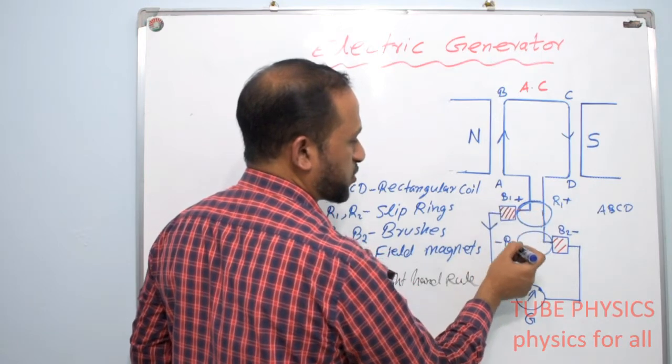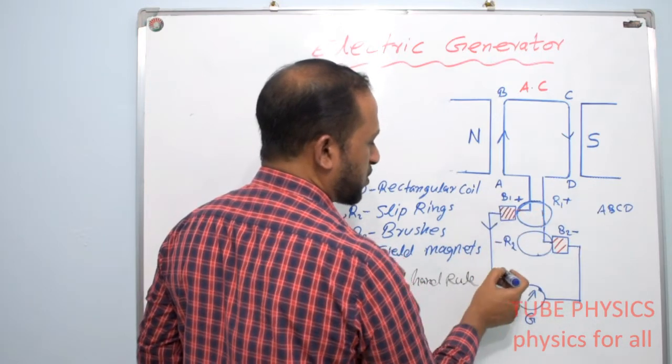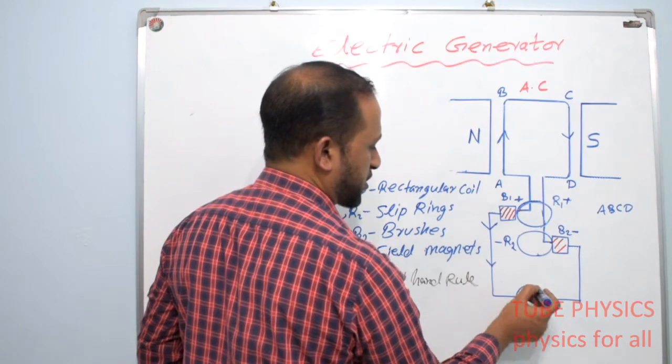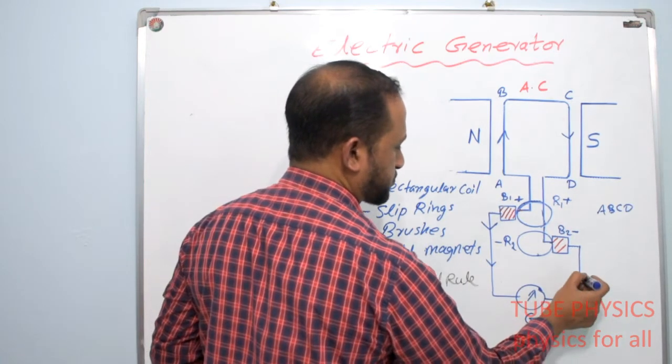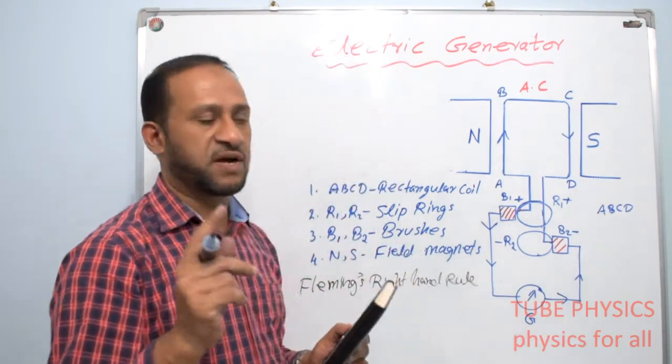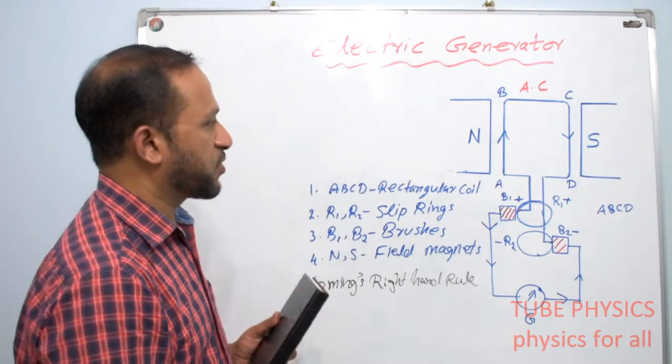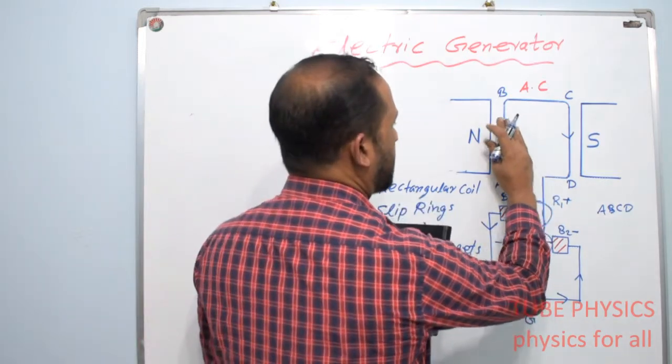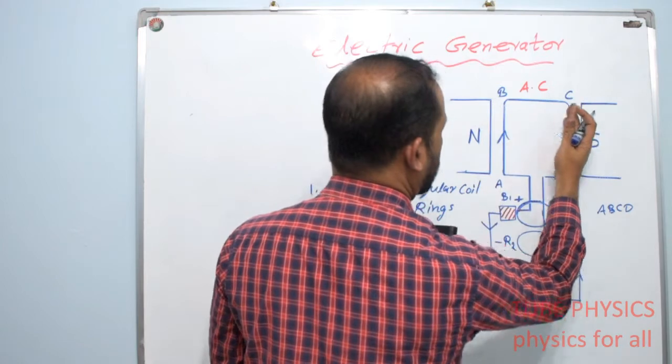So brush B1 is positive and brush B2 is negative. So the current is flowing in this direction in the external circuit. This is happening in the first half rotation. In the second half rotation, the side AB will reach here and CD will come to here.